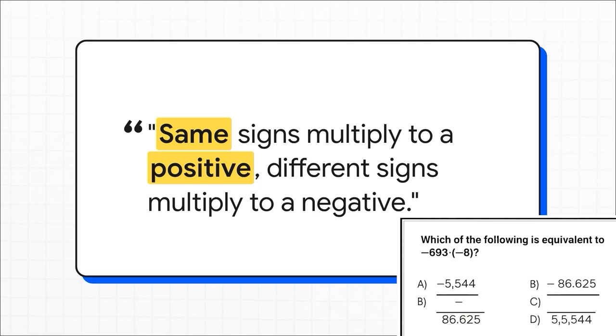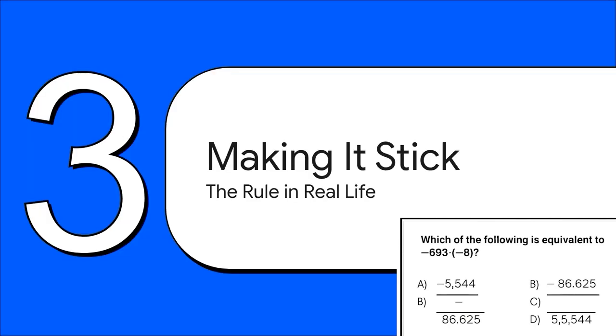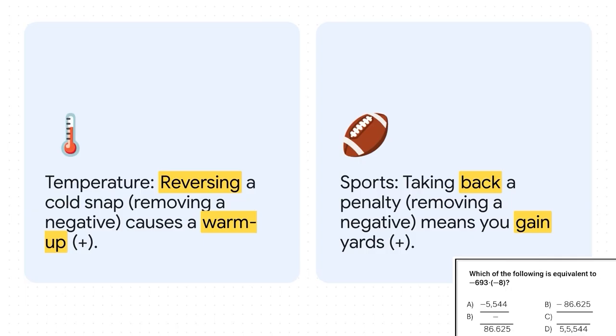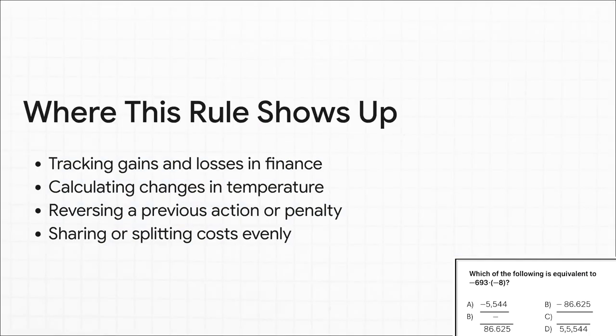Let me give you 2 quick mini pictures so this sticks. First, temperature, dropping 8 degrees is negative. If I undo that drop 8 times, like I reverse 8 little cold snaps, that's a warm-up overall, so positive. Second, sports, a penalty is negative yards. If the ref says, my bad, take back the penalty, you've removed a negative. You gained yards. Double negative, positive result.